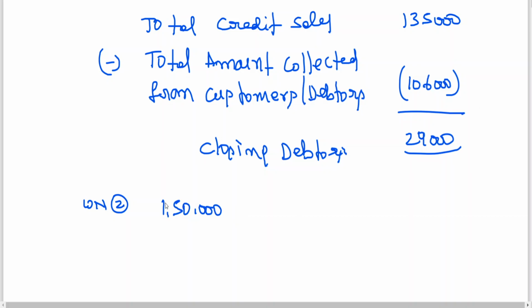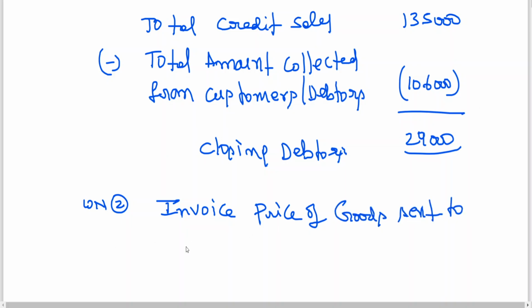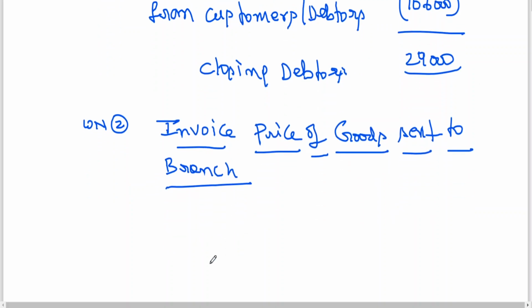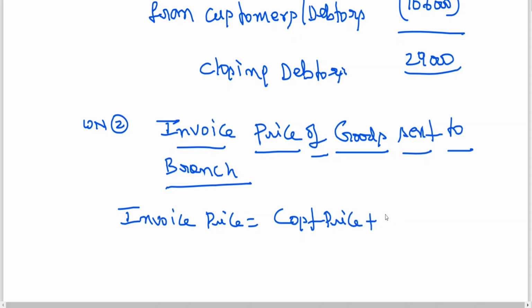$1,50,000. Working notes number 2: invoice price of goods sent to branch. How to find out this invoice price? Invoice price is purchase price, which is nothing but cost price, plus profit.